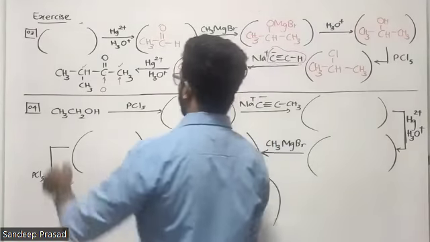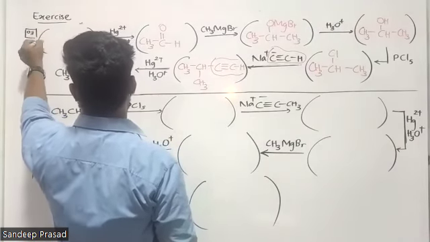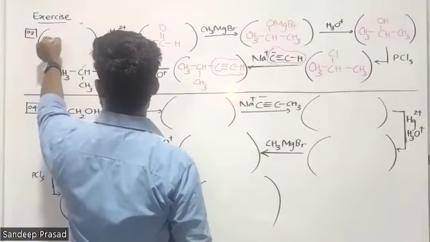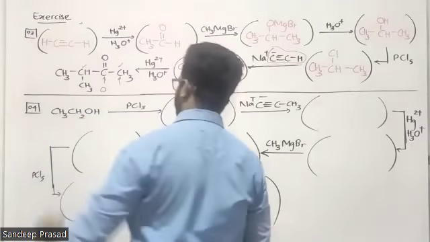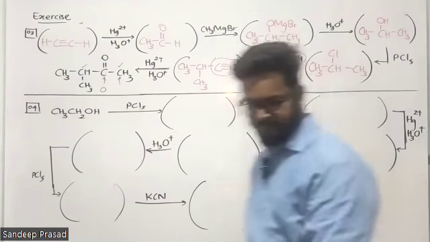Ethanol. Ethanol. And here we have added again mercuric and H3O plus. So we have the simplest alkyne, ethyne. That's all. So the reaction has started from ethyne. This is the third one.